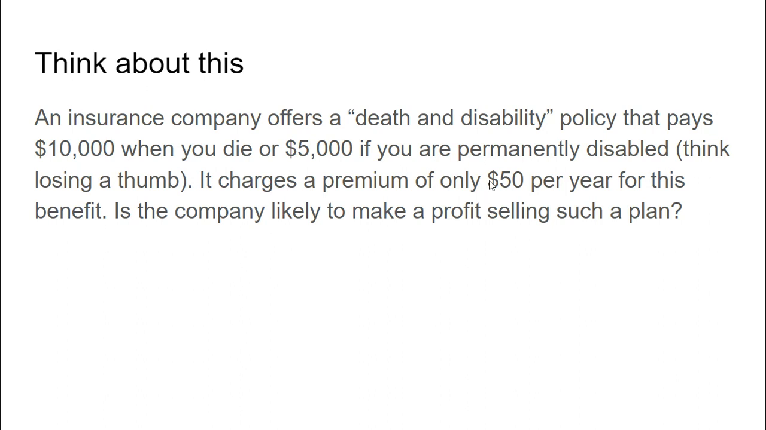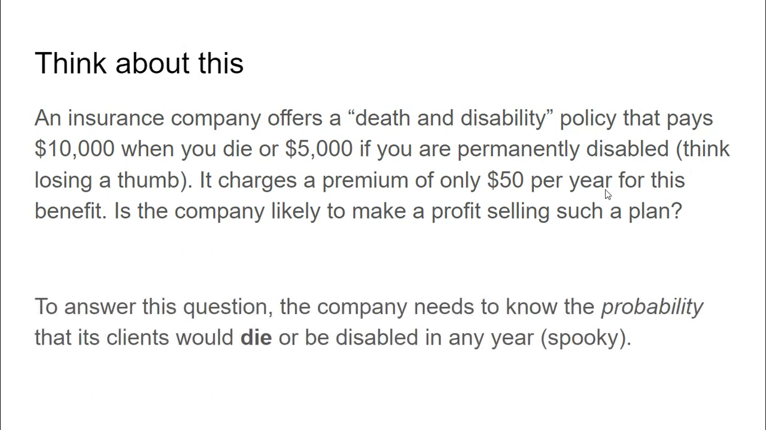I just want to put this into perspective. $50 a year for this plan is only about $4 a month. I would probably buy that. To answer this question, the company needs to know the probability that its clients would die in any given year or get disabled, which is kind of creepy. But people literally get paid to do these types of things, and they get paid a whole lot of money.